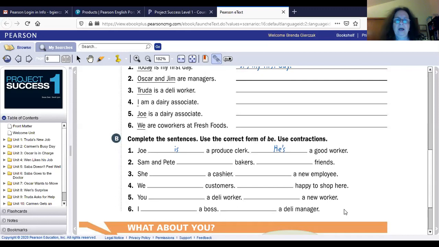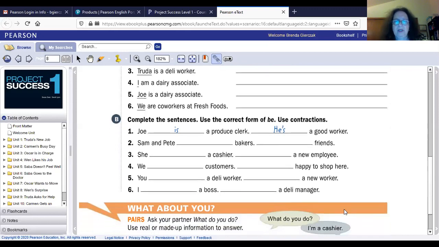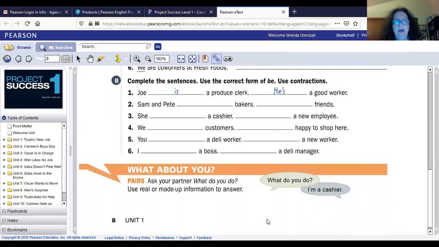So you can go back up and fill these in again if you didn't get them all finished. And then for the "what about you," we're going to use real or made up information to answer. And I want you to think about it, and we'll talk about it when we meet again. The question is, what do you do? If you said to me, what do you do? I would say to you, I'm a teacher.